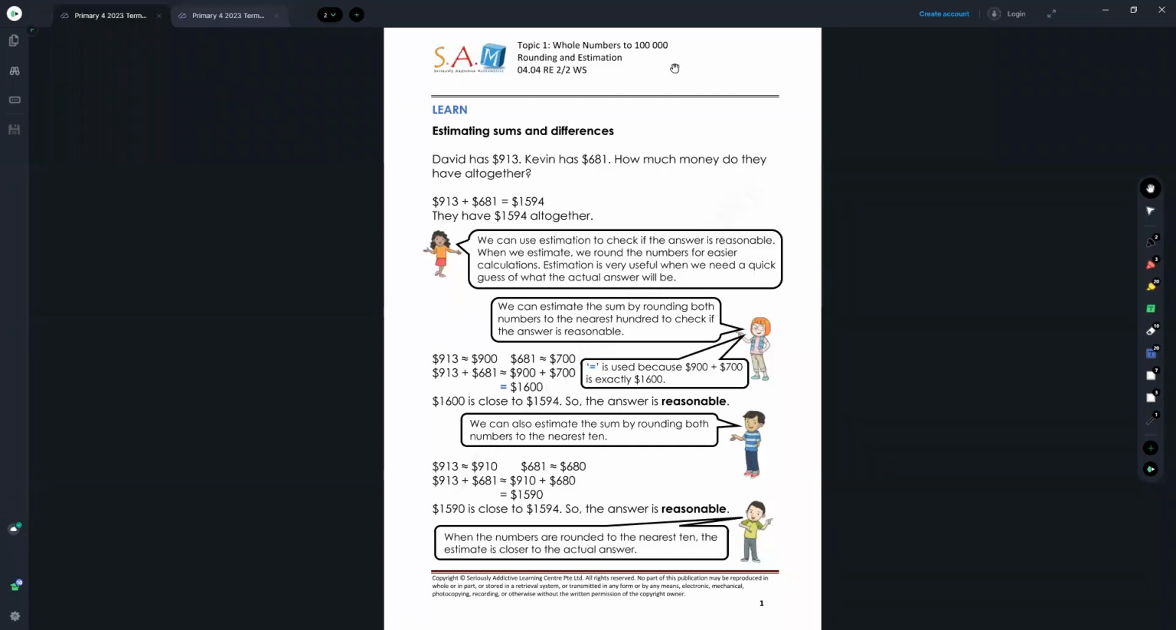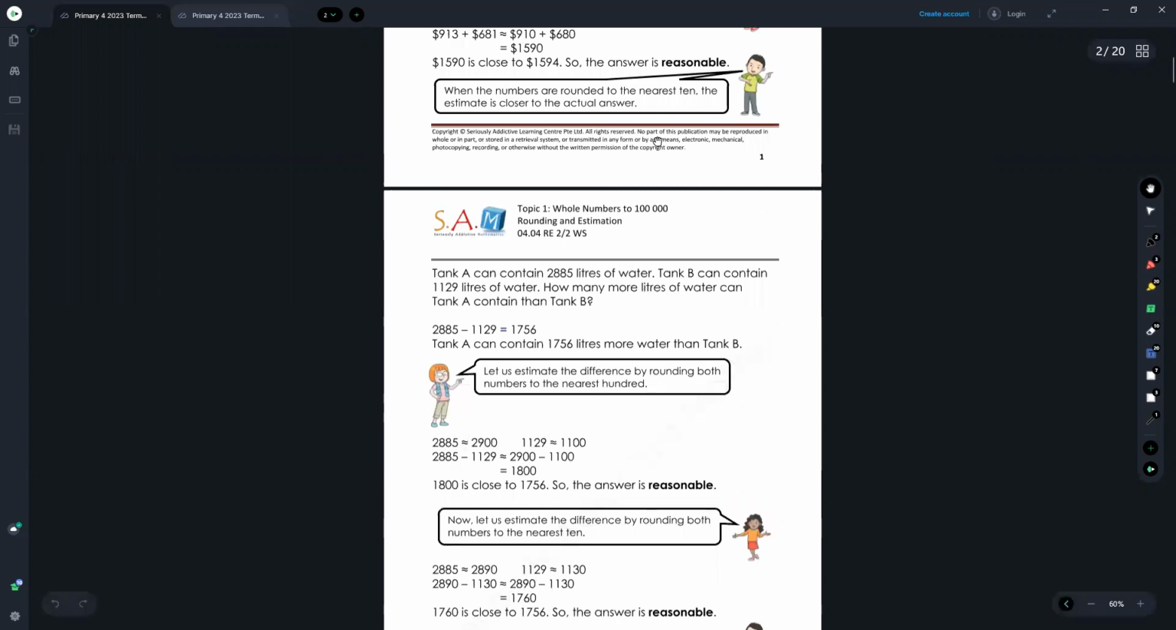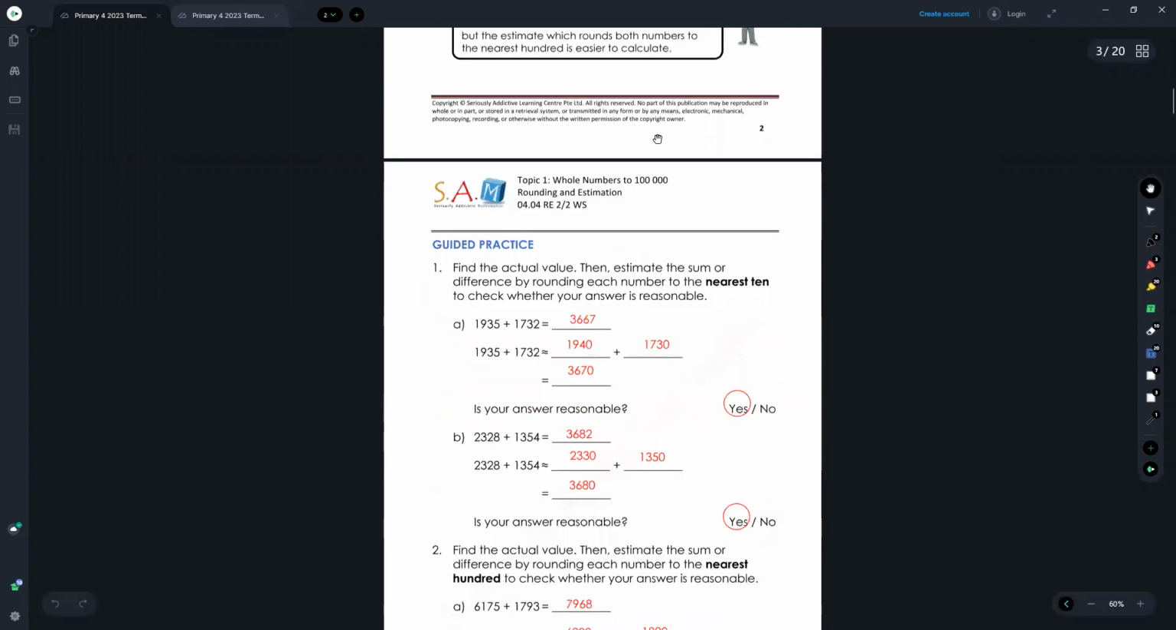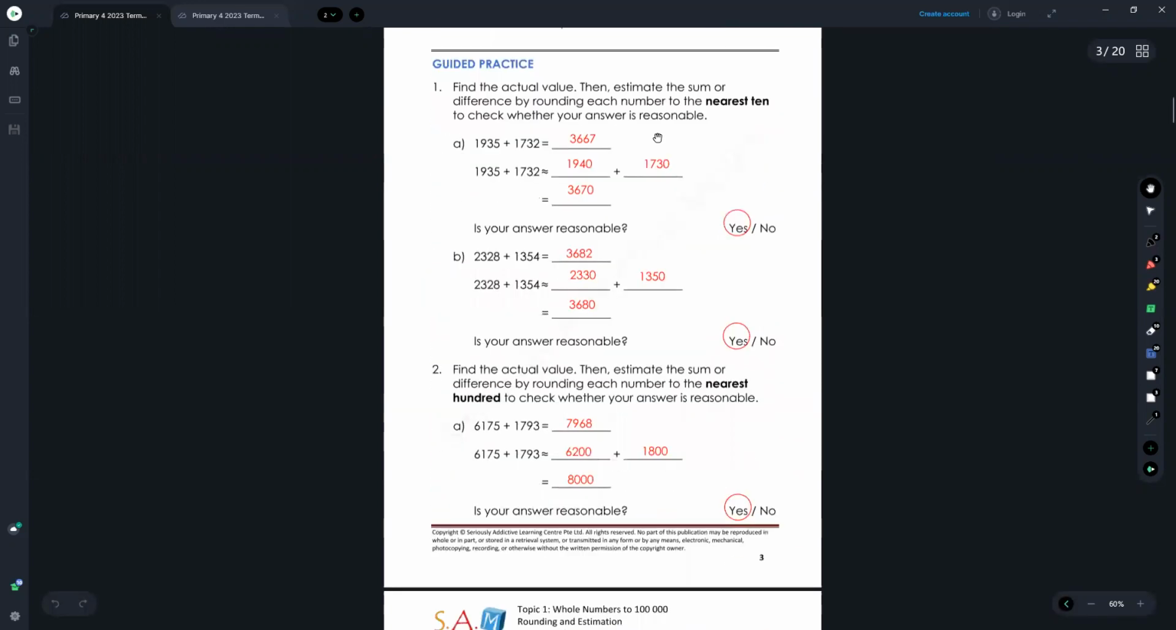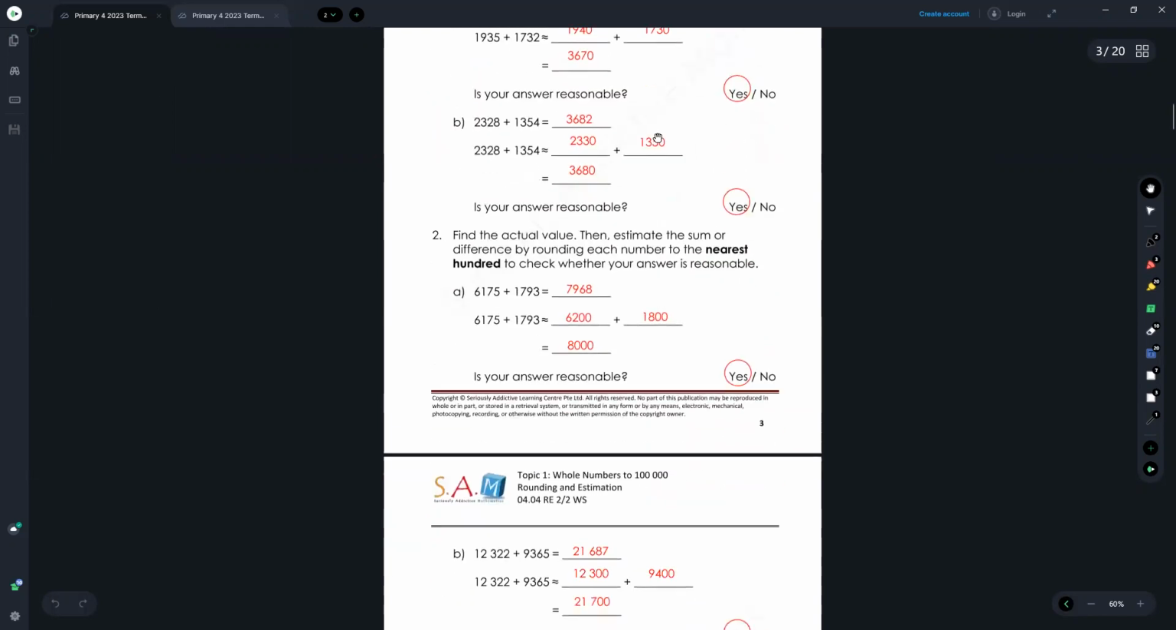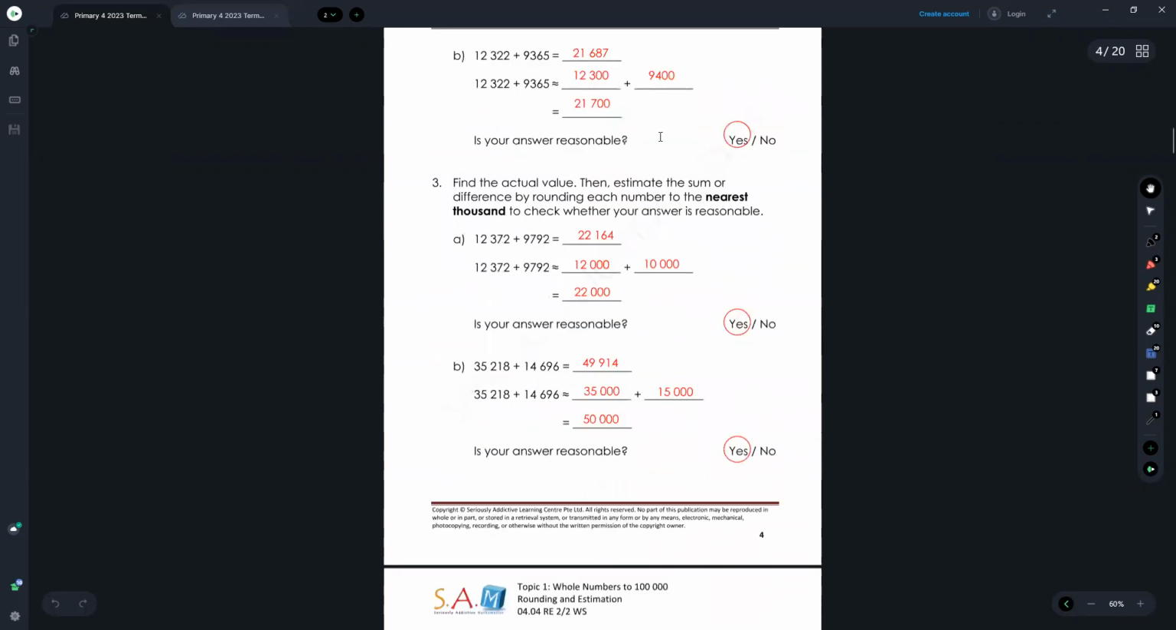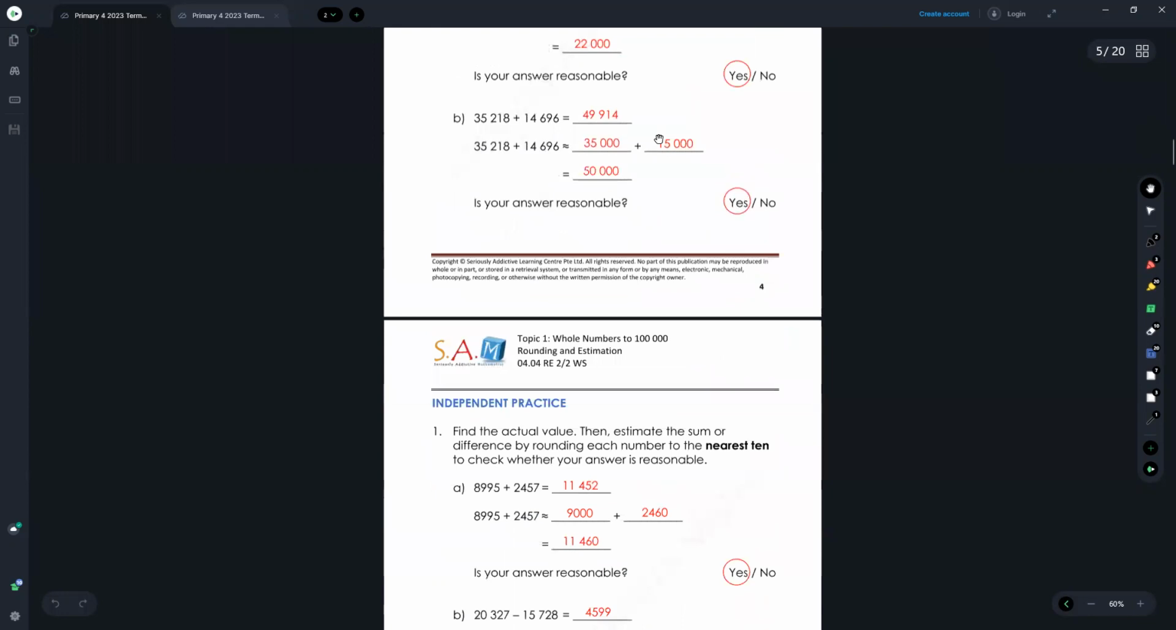Okay, this is the instructional guide for Primary 4, Term 1, Week 2. It's a continuation from what you did last session, rounding and estimation. So teach is per normal, right? Use it as an example, and then after that you can do the guided practice with them. You might want to demo a few questions, but otherwise I think it is rather straightforward.